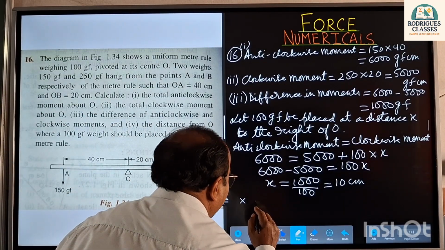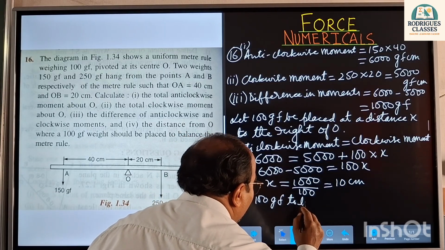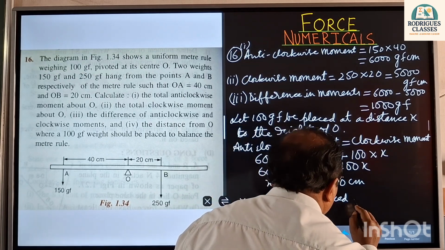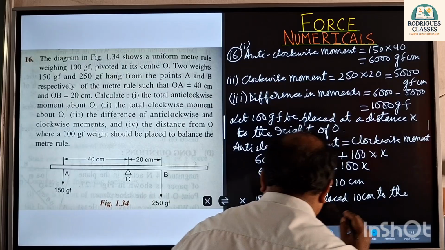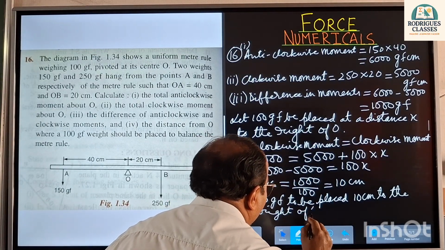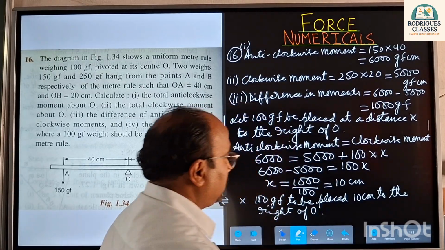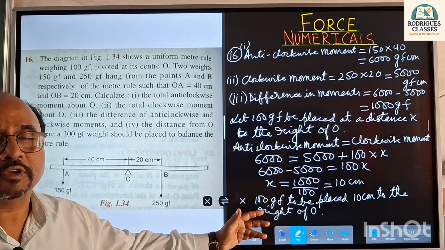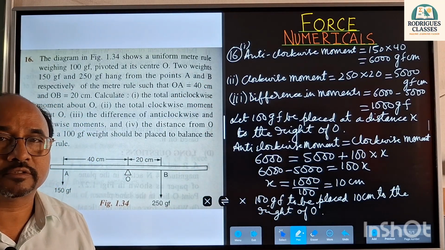So I can write here now, 100 GF to be placed 10 centimeter to the right of O. So this sum is done. Okay, I hope you have understood it step by step. Okay, so when you do it, keep a habit of writing and showing all the steps.